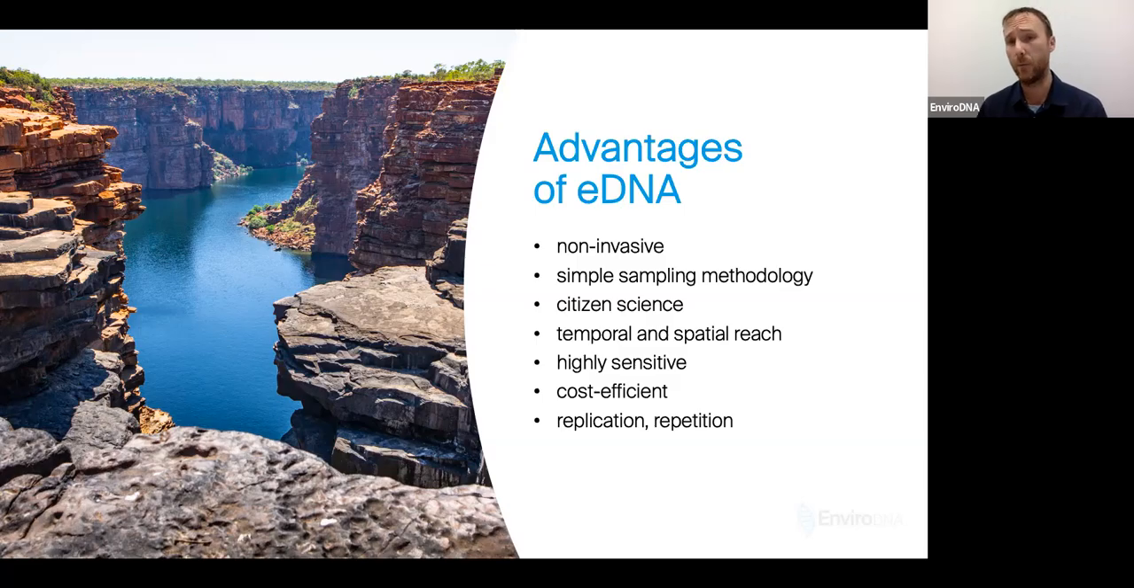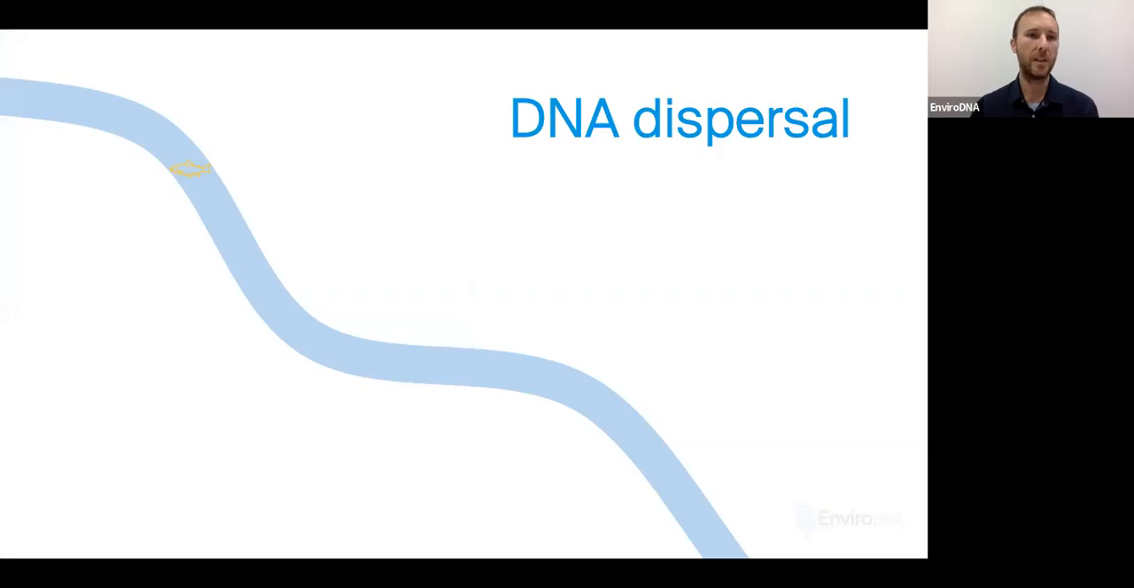And we also know that DNA will persist in that water for a little while, and typically it's a matter of days, and that provides that temporal reach. And again, we don't have to be at the precise location and at the precise time where our target species are. So that's some of the really important advantages of eDNA, but it's also important to understand that when you're interpreting your results. So in terms of how far DNA can travel, the short answer is it's really difficult to quantify.